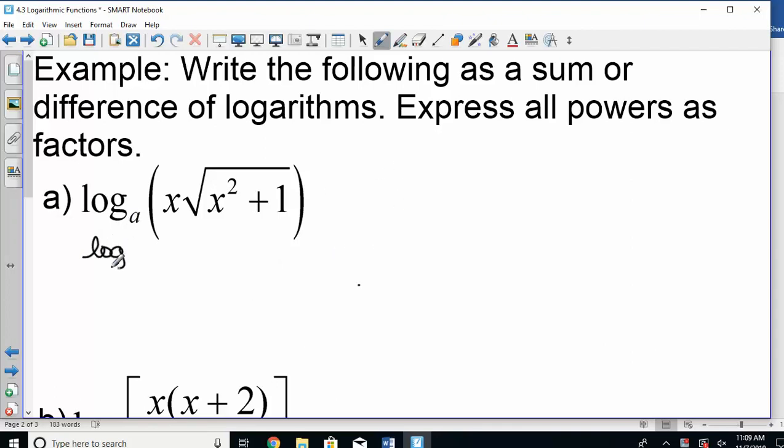You have to write the log base A. If you don't put the base, I will take off. So it's log base A of x plus log base A. I'm going to rewrite this as x squared plus 1 to what power? 1/2. Okay.